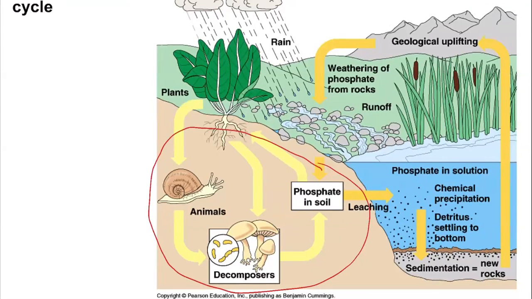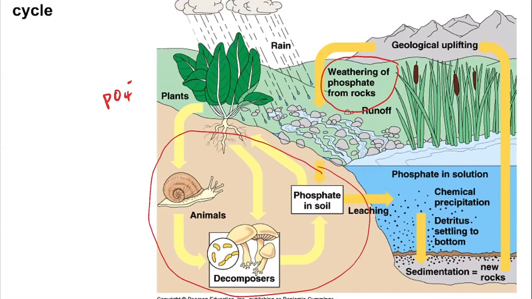But one quite important source of the phosphorus, which is in the form of phosphate ions, is actually coming from the rocks. So we know that the rocks can contain these sources. For example, there can be iron phosphate.